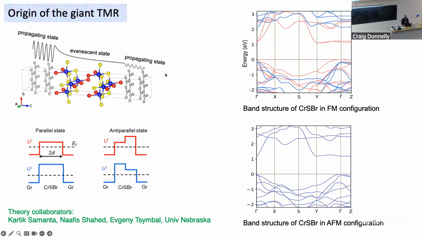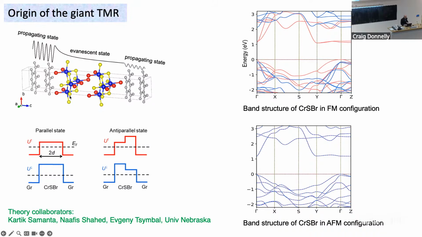Now we collaborated with Evgeny Zimble, who can carry out electronic structure calculations. He calculated the band structure for the case of the natural configuration of chromium sulfur bromine, which is antiferromagnetic, and then he can artificially put the layers to be parallel to one another in an artificial ferromagnetic configuration. And then you can see in this case, the red and blue bands correspond to the spin up and spin down polarized bands. So they're significantly spin polarized.